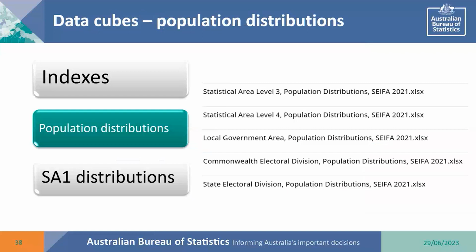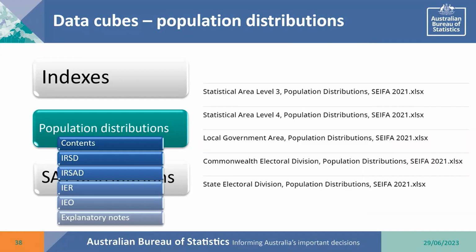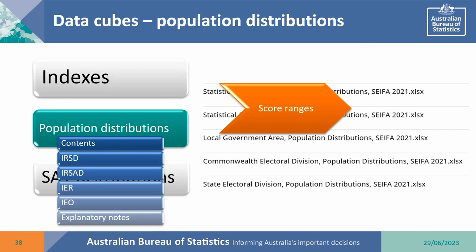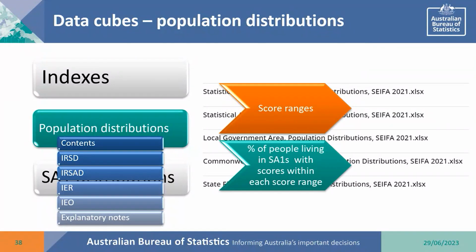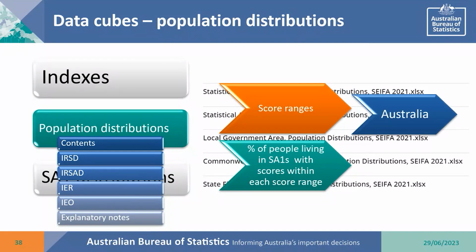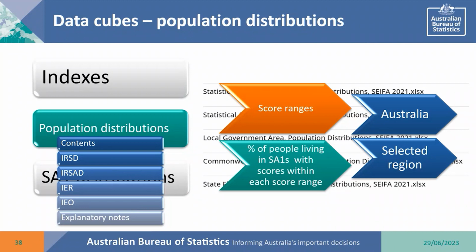The population distribution data cubes for these 5 geographies all have contents and explanatory notes as before, and then they have a separate sheet for each of the indexes that shows score ranges and then the percentage of people living in SA1s with scores in each of those ranges. I'll show an example in a moment. And that's provided for Australia and also for the region that you select.